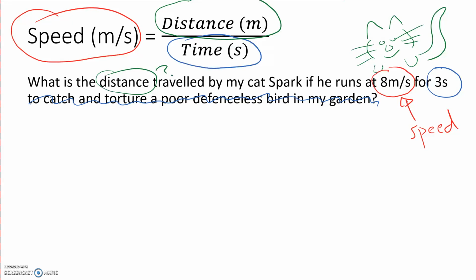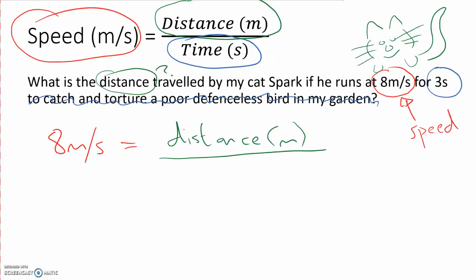So let's try and write the formula out with the right numbers in the right place. This time, do we know the speed? Yes, this time we know the speed. It's 8 meters per second. Do we know the distance? No, we don't know the distance, so we'll have to write distance. What's that distance measured in? Meters. Do we know the time? Yes, we do know the time. The time's 3 seconds. So we're going to write the time from the equation at the top as 3 seconds. Okay, so we've got our equation. It says 8 meters per second equals distance that we don't know yet divided by 3 seconds.